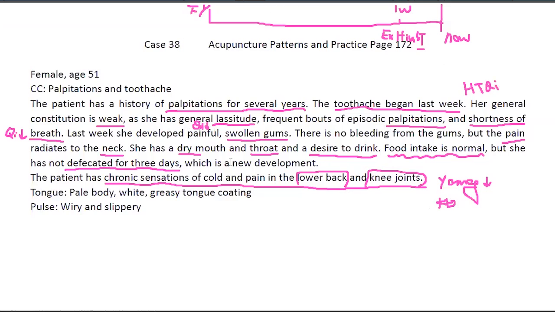So the pattern we put together here: heart qi deficiency and kidney yang deficiency, and the local factor for the gum problems is heat in the stomach channel.